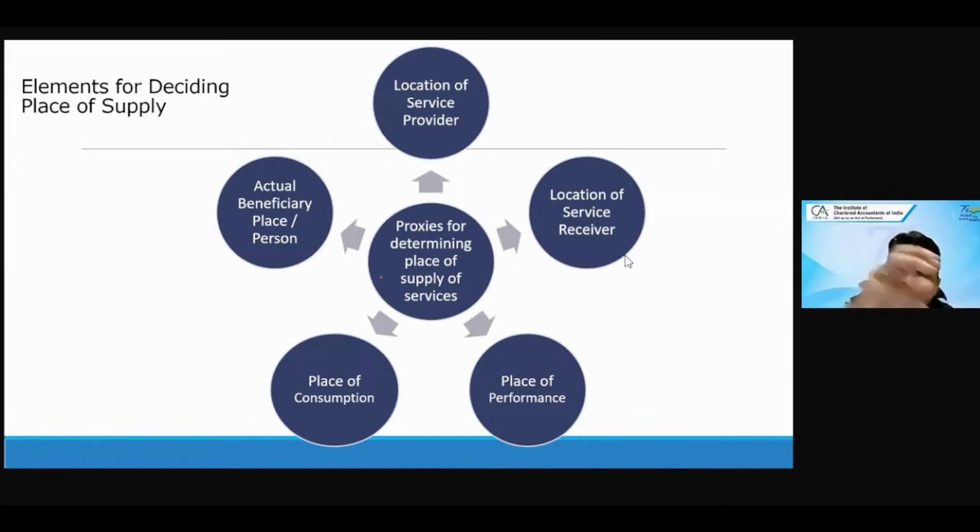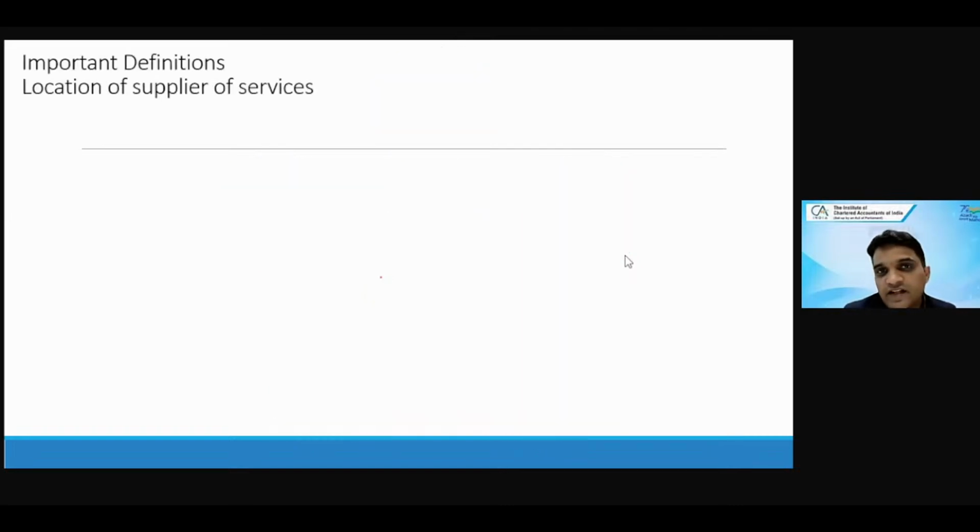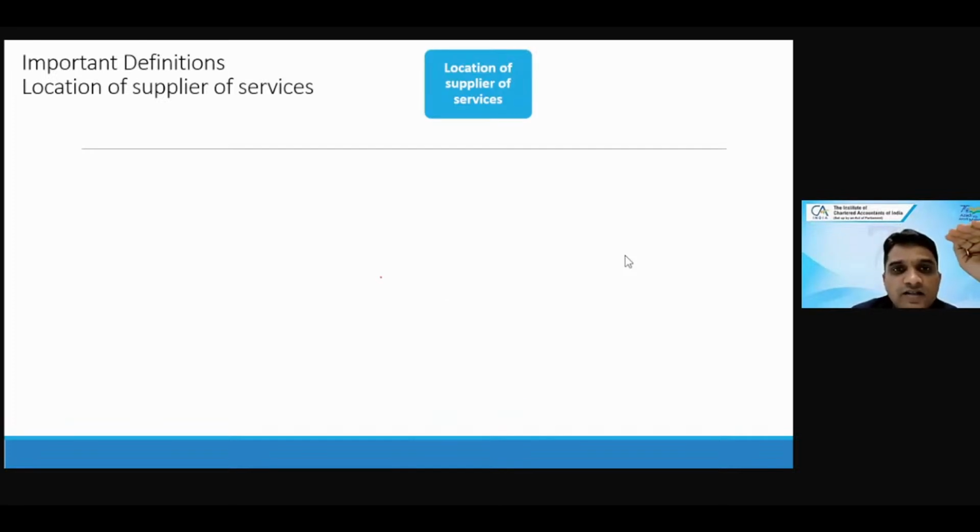Let us not spend time analyzing how it can be different. It can be different; when we go through the various rules, we'll get to know that for each kind of service, the actual beneficiary can be different. So there are various data points for provision of services. Now we have to understand a few important definitions before we get into the place of supply.